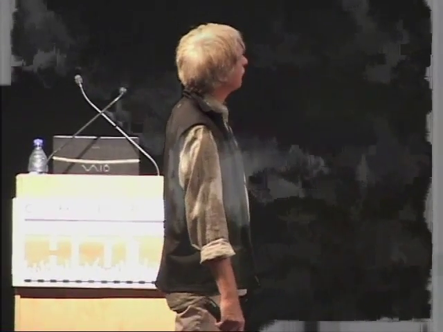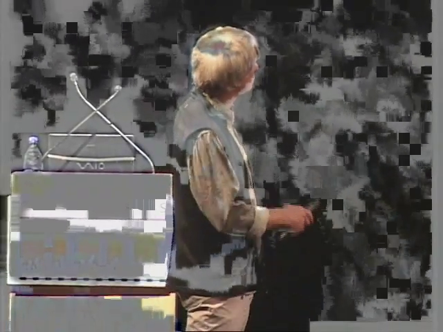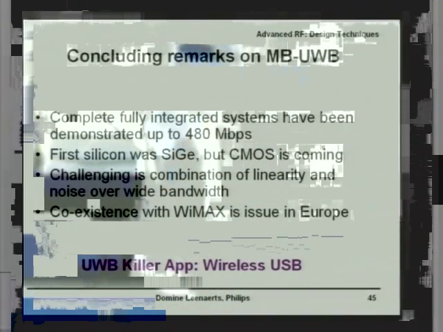So in terms of multiband, ultra-wideband, I think they're fully integrated systems. People originally started doing so in germanium. CMOS is coming. There's some challenges still to be overcome. Coexistence with WiMAX is a big issue. People are very worried about that. But it's on a roll, will happen. And wireless USB is one of the key examples of what's going to be used here.